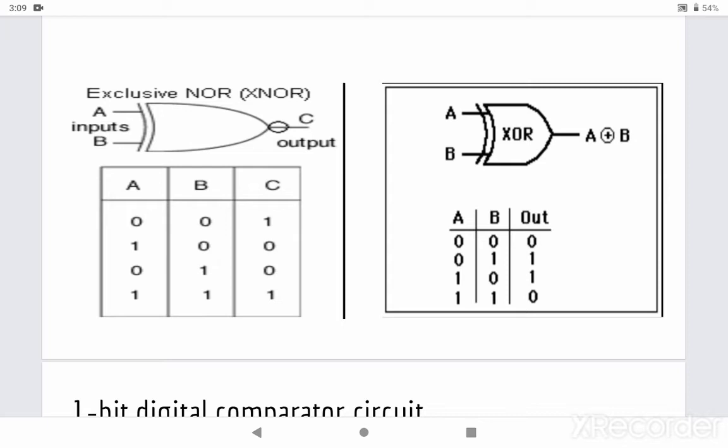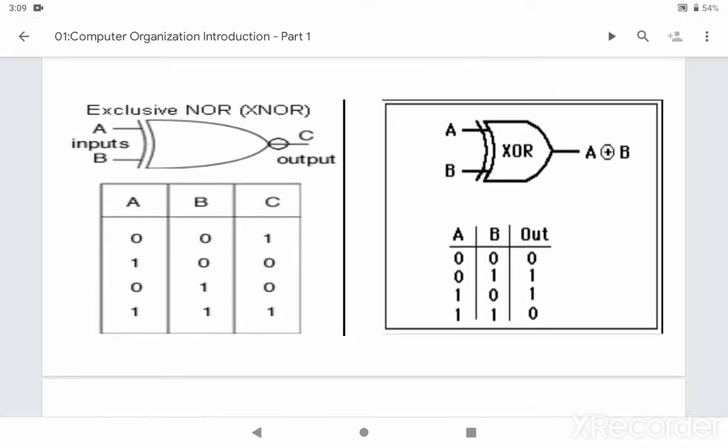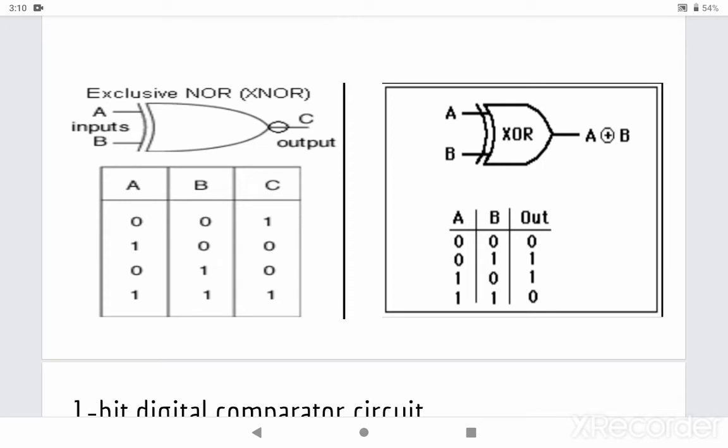Then we have the exclusive NOR, or XNOR, logic diagram here. You can see we are passing two inputs to our XNOR and it is giving the output C. That is just an indication, not the value. To see the value, we go to our truth table. A and B are our inputs and C is the output. In the first row, we are passing two inputs, 0 and 0. It gives the answer 1. Why is it 1? Because the two inputs are equal. If they are equal, the output will be 1.